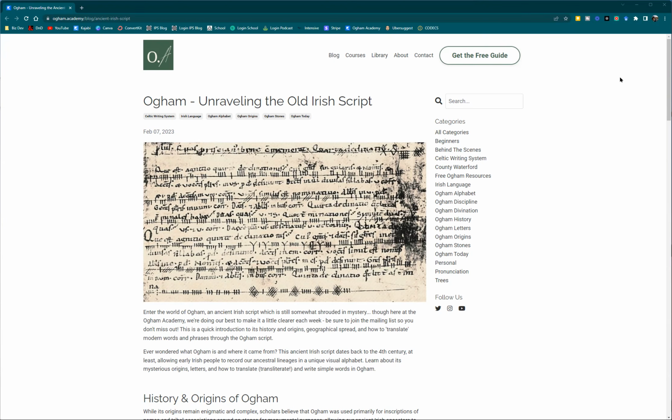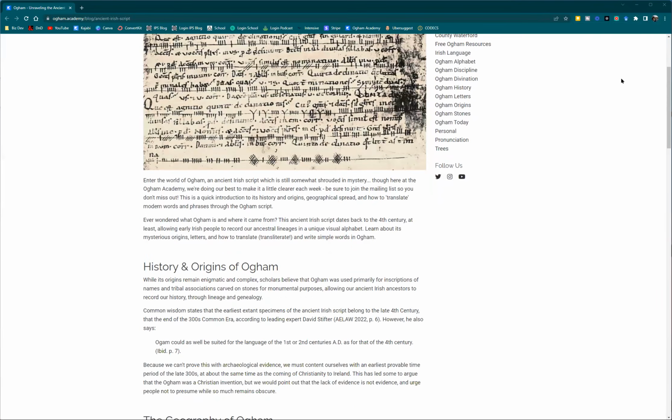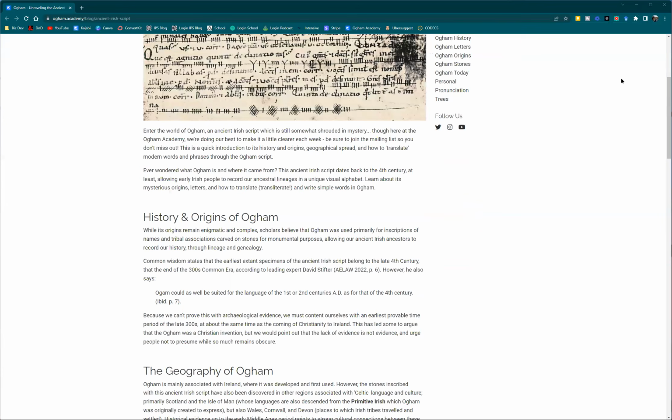So, today we're going to look at Ogham: unraveling the old Irish script. Here we can enter the world of Ogham, an ancient Irish script which is still somewhat shrouded in mystery. Though here at the Ogham Academy, we are doing our best to make it a little clearer each week.